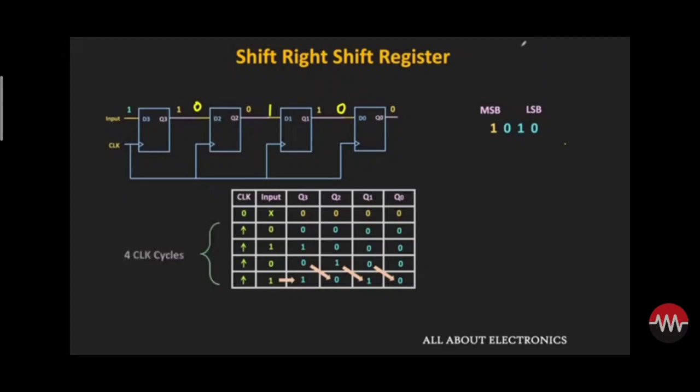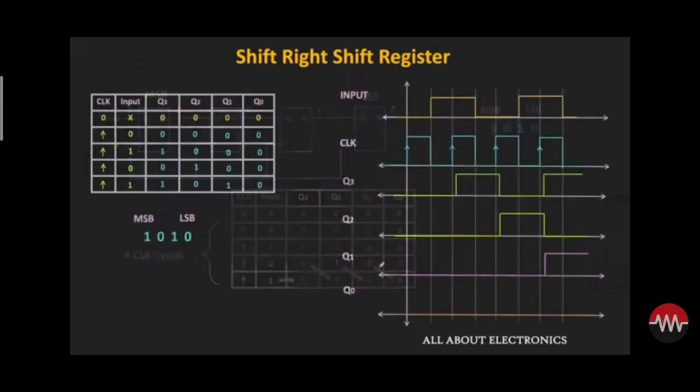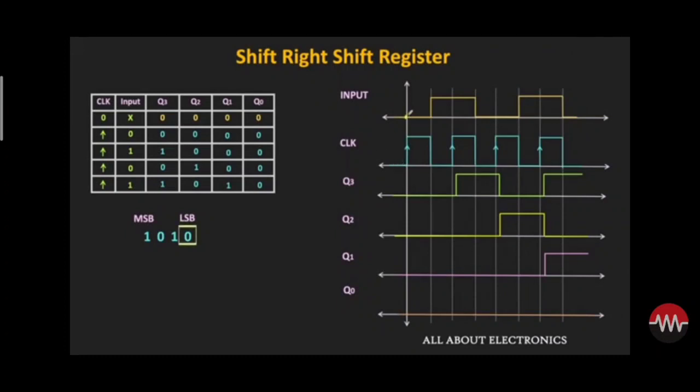So in this way, after the 4 clock pulses, this 1010 data will get shifted into the register. And as you can see, at every clock edge, the data is moving from left to right. And that is why this register is known as the shift right type of shift register. So if you see the same thing in the timing diagram, then this is how it will look. So as you can see, at the clock edge, the input to the flip-flop is equal to 0.